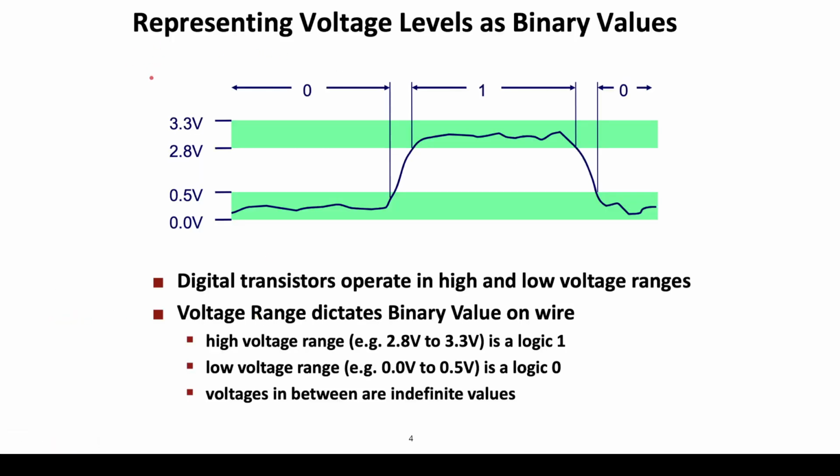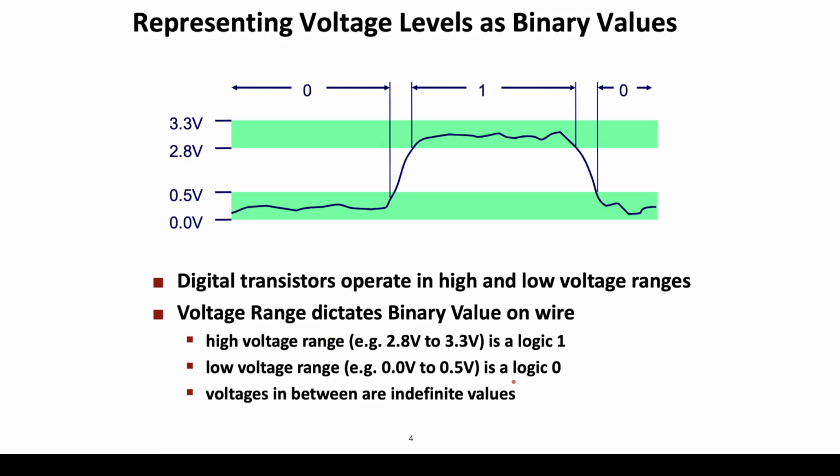Now, how is this logic 1 or logic 0 depicted? A transistor uses voltage levels as the binary values. Transistors operate in high and low voltage levels. So the voltage range dictates the binary value on the wire, right? If I talk about logic 1, when I'm talking about 1 bit, it means internally the transistor has detected a range of 2.8 volt to 3.3 volt. That means whenever the voltage is between 2.8 and 3.3, this is depicted as logic 1 in the diagram you can observe here, right?